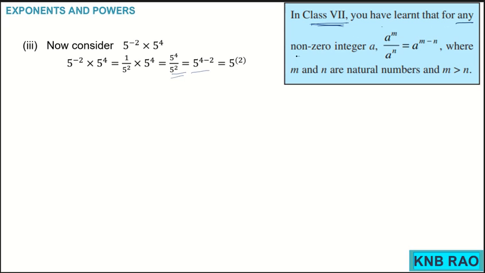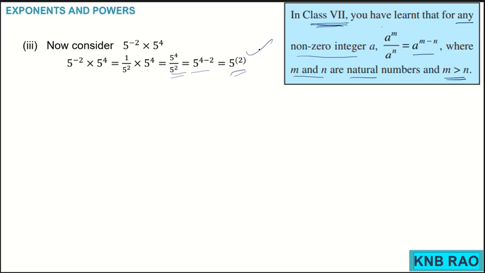For any non-zero integer a, a power m upon a power n can be written as a power m minus n, where m and n are natural numbers and m is greater than n. This is what we learnt in class 7th. Similarly, using this, a power 4 minus 2 becomes a power 2.